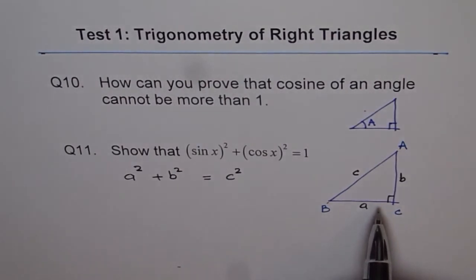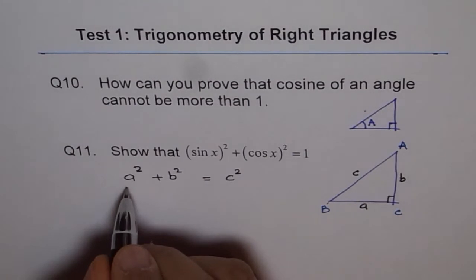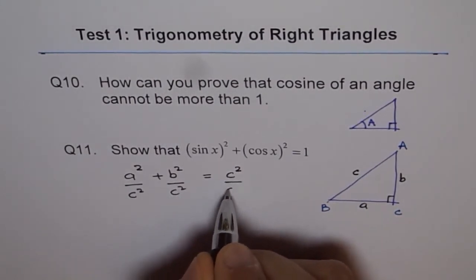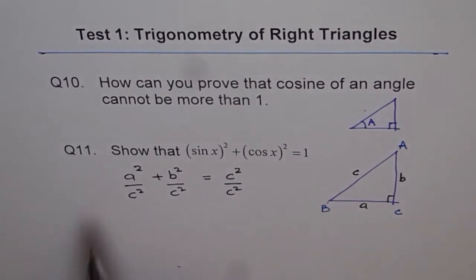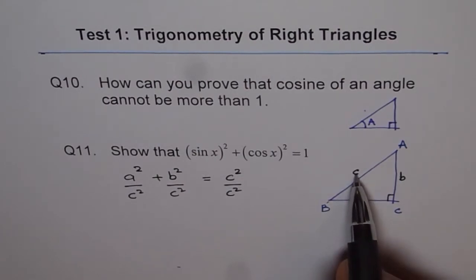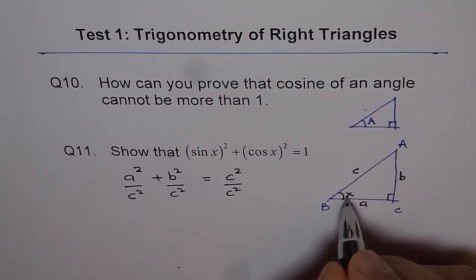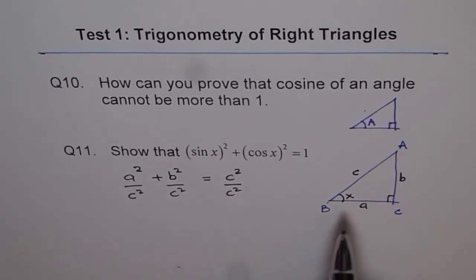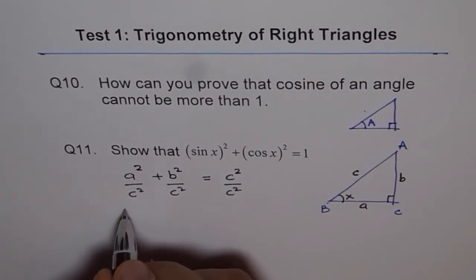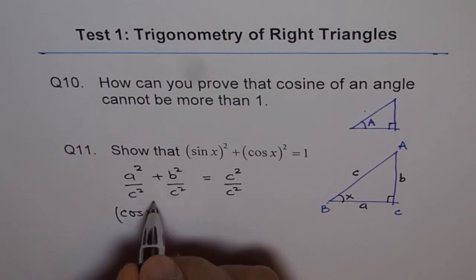Now, if we divide all these terms by C square, then what happens? Let me do that. So if I divide this by C square, and C square, what do I get? I get A over C here, right? A over C is cos. Let's say this angle is x. Okay, so A over C will be adjacent over hypotenuse. So this is cos. So we can write this as cos x whole square, right?